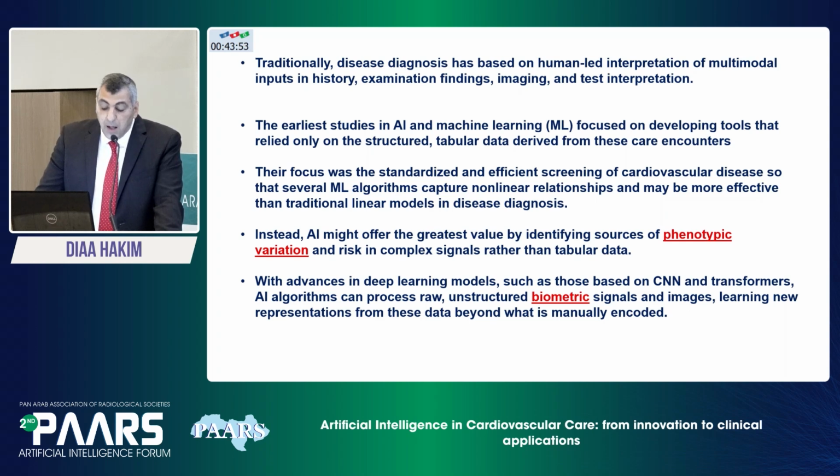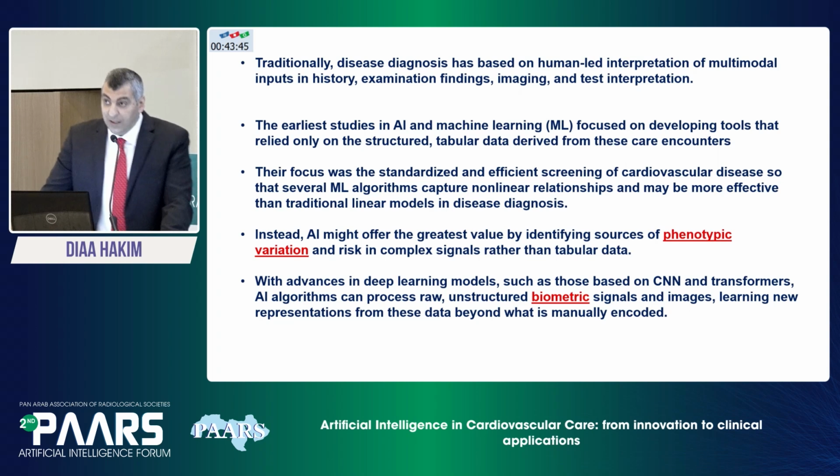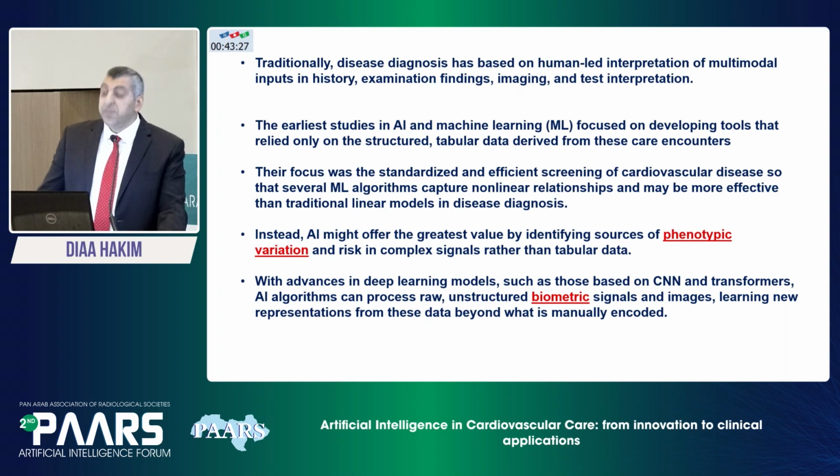But instead, AI might offer the greatest value by identifying sources of phenotypic variations and risk in complex signals rather than tabulated data. With advances in deep learning, such as the CNN and transformers, AI algorithms can now process raw data, unstructured biometric signals and images, learning new representations from this data beyond what is manually encoded.